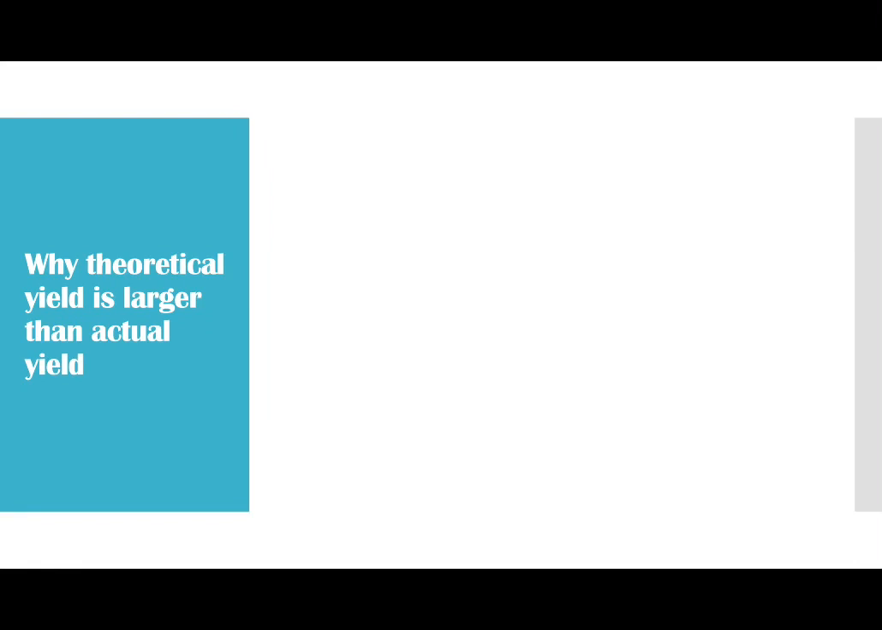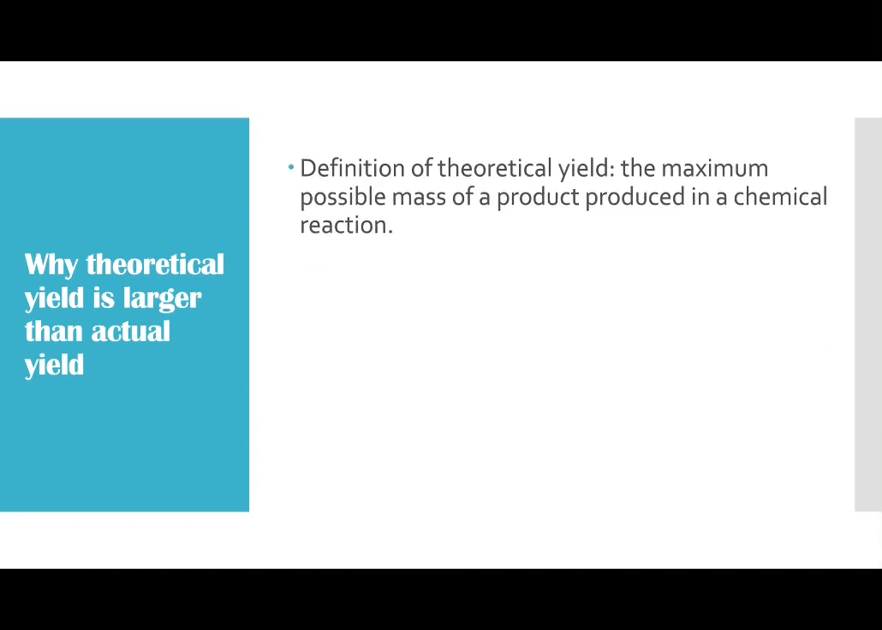Then I would like to introduce the reason why theoretical yield is larger than actual yield in common situations. So firstly, the theoretical yield's definition is the maximum possible mass of a product produced in a chemical reaction. And the product here corresponds to the limiting reagent. So assume we do everything correctly following the steps during an experiment. The maximum amount of a product that we can expect is the theoretical yield.